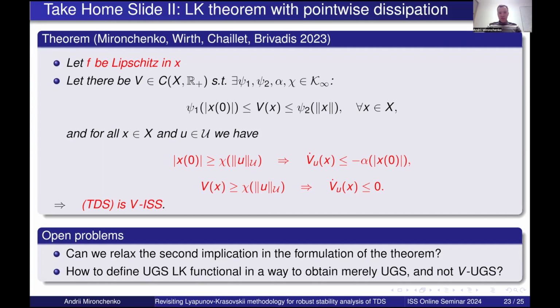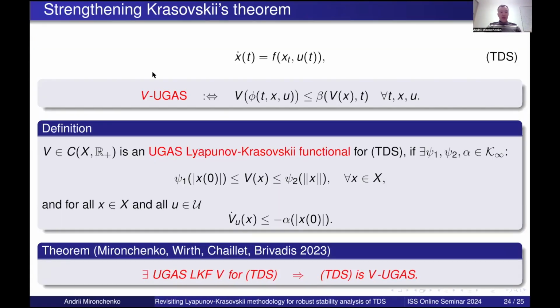These were open problems. Now let me also show one consequence. We can strengthen Krasovskii's original theorem. Namely, we consider time delay systems, now with inputs. Note that the original Krasovskii theorem was for systems without inputs. And here we define V-UGS in our fashion. Again, as uniform global asymptotic stability, but instead of the norm we have this function V. This is a stronger property than just UGAS. Also note that we want this for all inputs U. So it's like V-ISS with zero gain, or you may understand it as uniform global asymptotic stability that is robust with respect to all inputs.